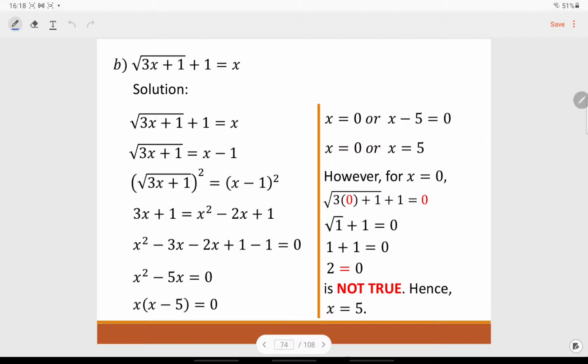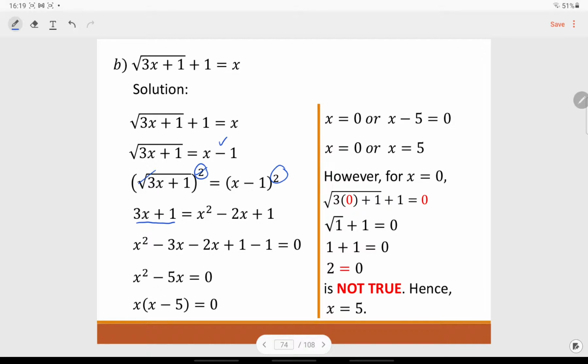Just use simple algebra. Okay, now we have the square root of 3x plus 1, and outside we have plus 1, equal to x. I think we just use the same strategy. We put all the values without the radical at the other side. So we put x minus 1 at the right side, and at the left side we have the radical sign. Don't worry, because we can still cancel it out by putting a square at both sides. So the remaining are the radicand values.